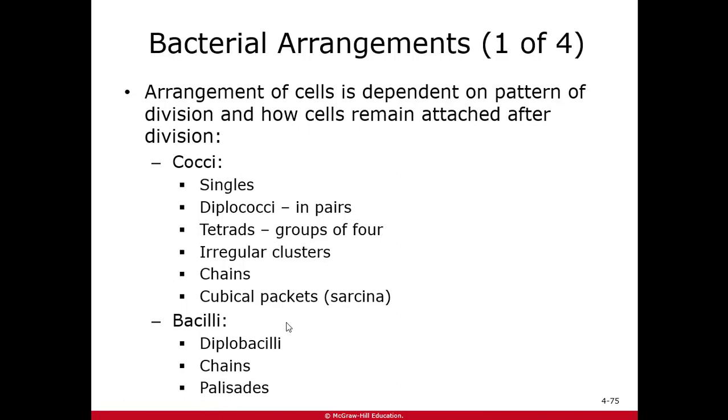So knowing what kind of arrangement the bacteria hang out in can also narrow down what kind of bacteria it is. So knowing the shape of the bacteria, knowing whether it has a thick cell wall or thin, and knowing what kind of arrangement these bacteria like to hang out in really helps narrow down what kind of bacteria.